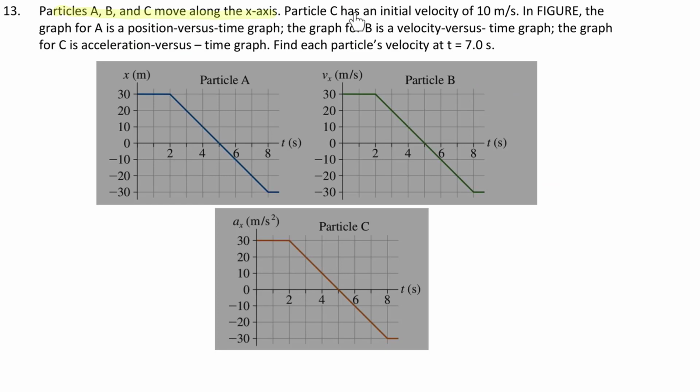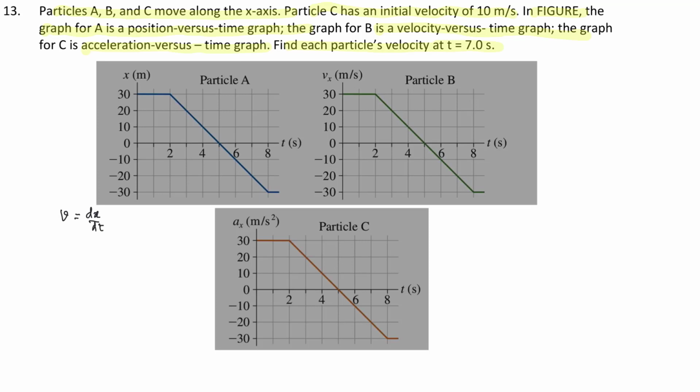Particles A, B and C move along x-axis. Particle C has initial velocity 10 meter per second. In figure, graph of A is position versus time, B is velocity time, and C is acceleration time graph. Find each particle's velocity at 7 seconds. So one is position time, another one is velocity time, third one is acceleration time.